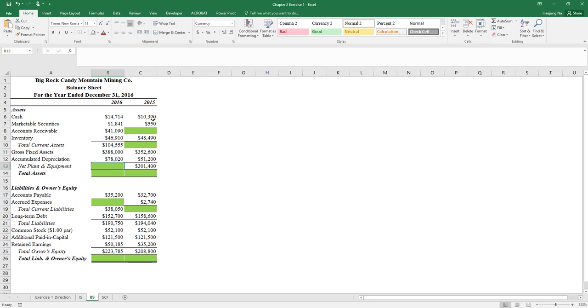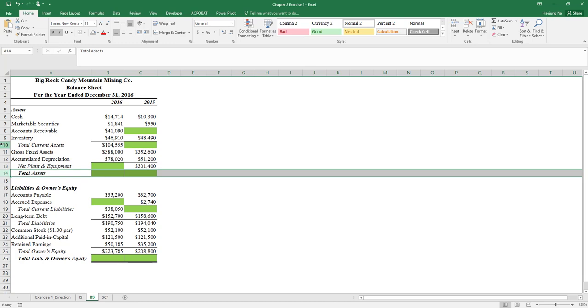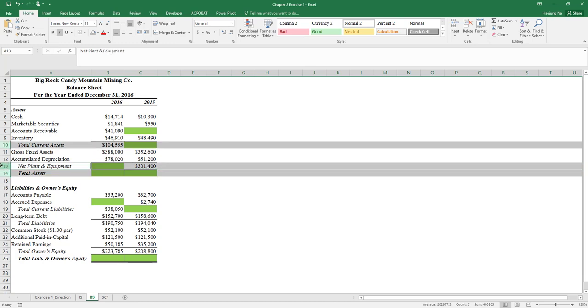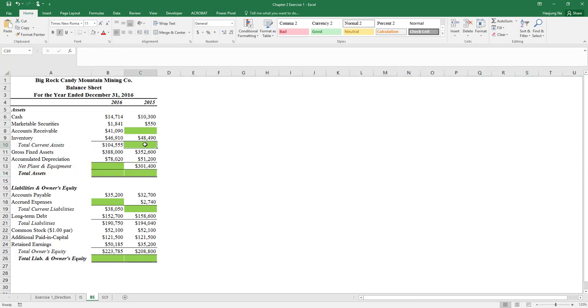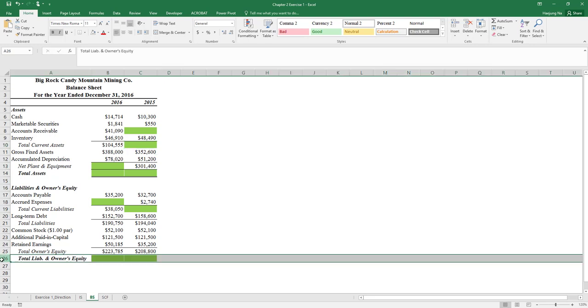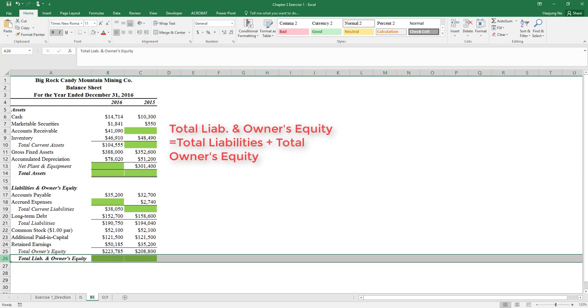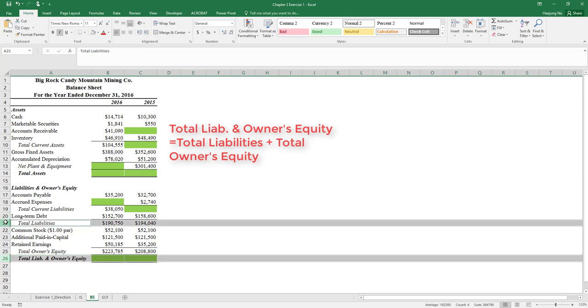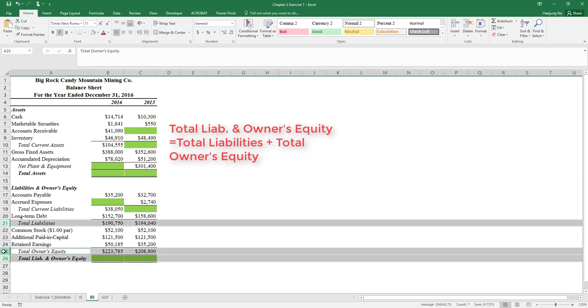Now, what about year 2015? Again, to figure out total assets, we have to sum total current assets and net plant and equipment, but the total current assets amount is unknown. So it means that we cannot figure it out by just looking at the asset items. So why don't we go below and try to figure it out by looking at the right-hand side. Total liabilities and owner's equity should be the sum of total liabilities and total owner's equity, right?